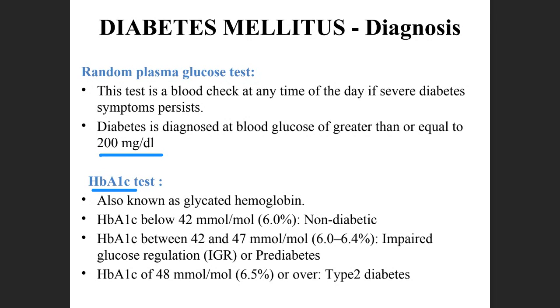If the HbA1c level is below 42 millimoles per mole, it is considered non-diabetic. If it is between 42 and 47, it is considered pre-diabetic. And if it is 48 millimoles per mole or more, it is considered type 2 diabetic. So these are the different tests and the different normal ranges.